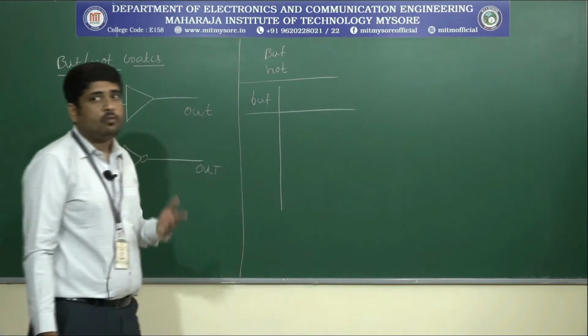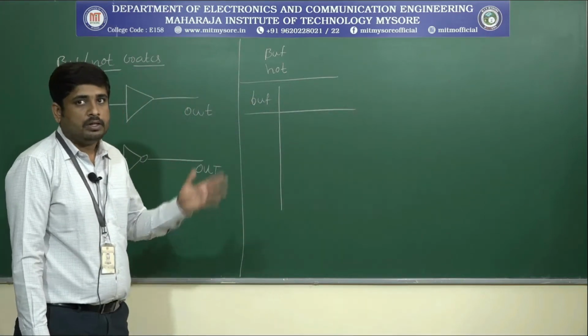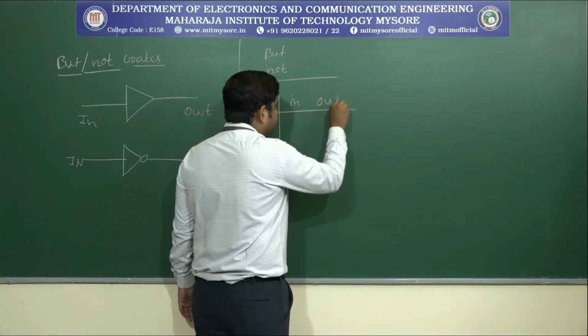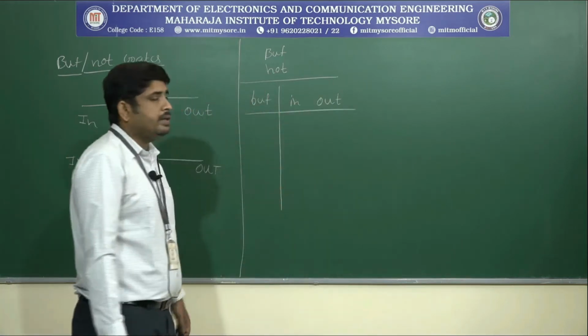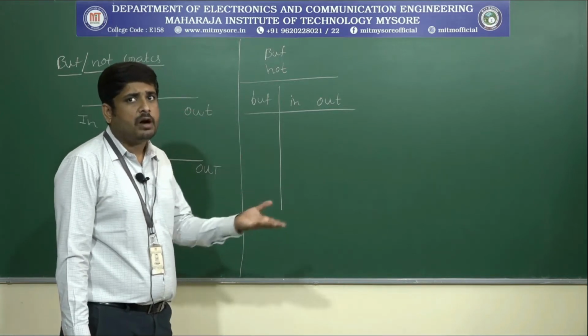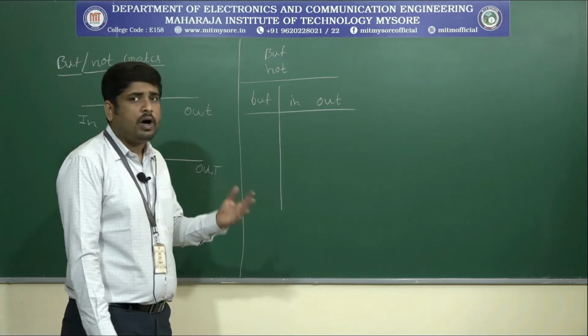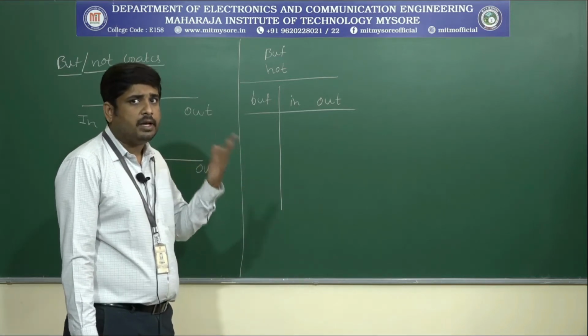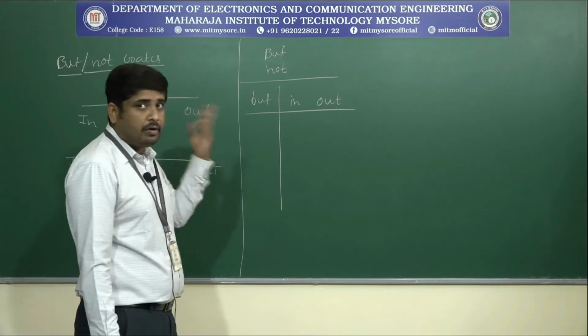Next we write the truth table of buffer and NOT gates. Let us assume one input and one output. So the input can be named in, then out. Here there are four values applied, that is 0, 1, don't care, and high impedance. That is similar to the previous AND and OR gates.